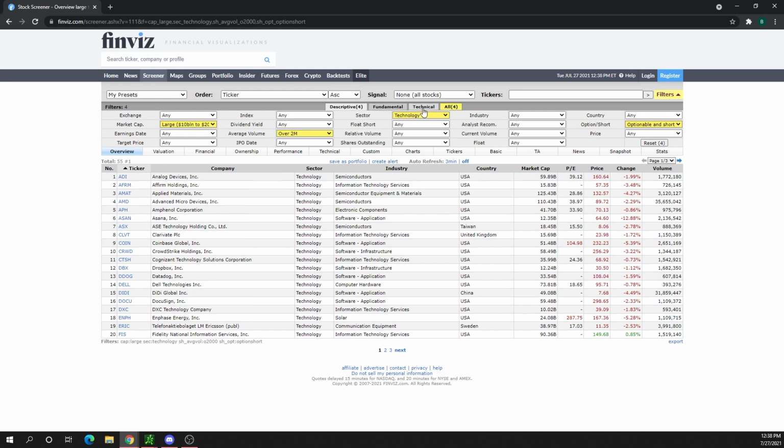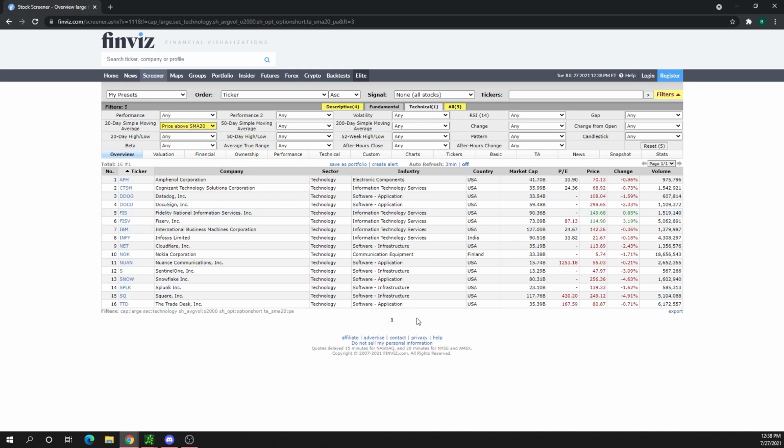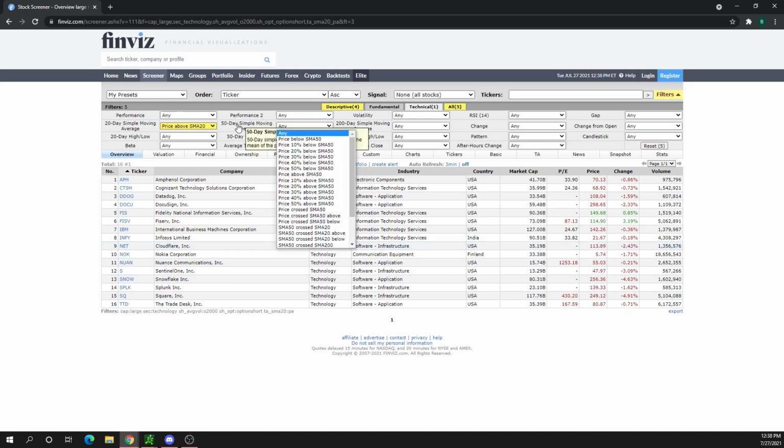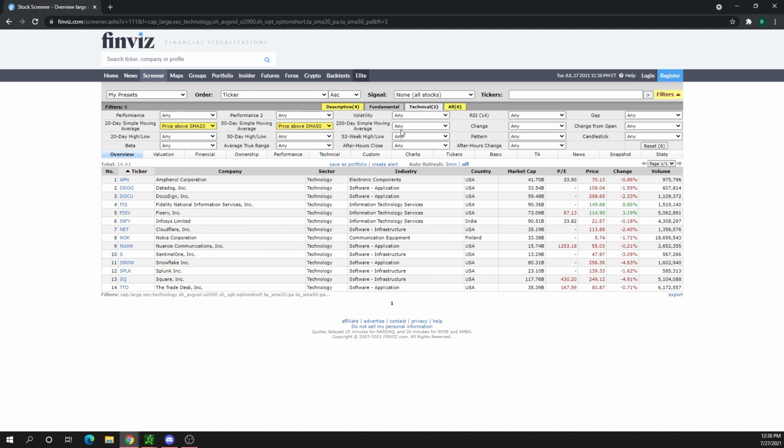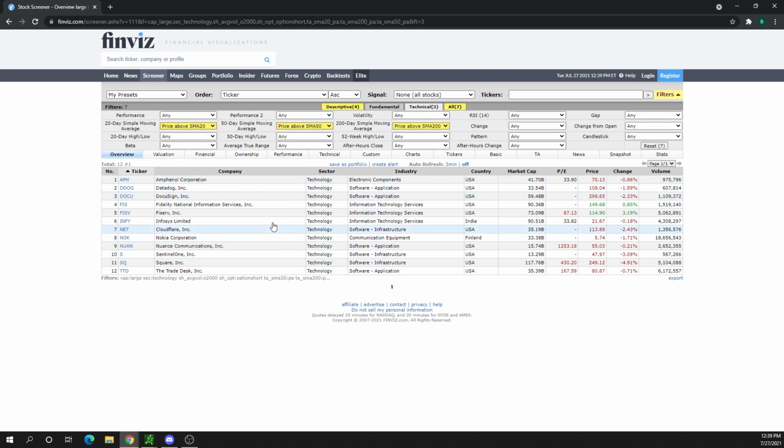Now we're going to go on over to this technical tab right here. So since we are still in a bullish market, we're going to look at this 20-day simple moving average right here, and we're just going to choose the option that says price above SMA 20. Now you can see we are down to just 1 page of stocks to trade. Then you want to go on over to here where it says 50-day simple moving average and choose the option that says price above SMA 50. And now from here, this 200-day simple moving average, same thing, price above SMA 200. So now you can see we are given 12 stocks that we could potentially trade.